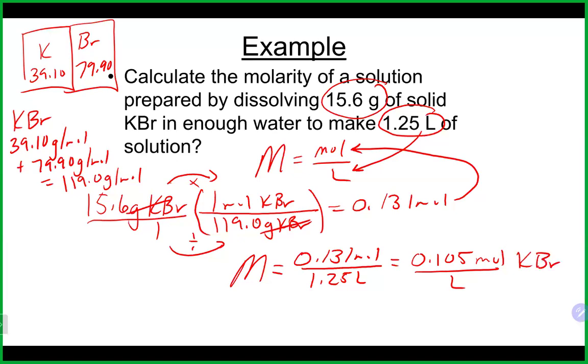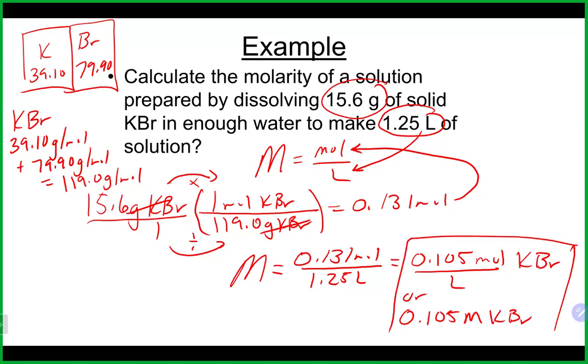At this point, if you want to, you can convert it back into the big M, and you could write it as 0.105 big M KBr. So either way there is okay in this case. Any questions on those steps? So very, very common conversions used with molarity: grams to moles or moles to grams, and also volume, milliliters to liters, and liters to milliliters. Very common sort of conversion. Any questions on that one there?